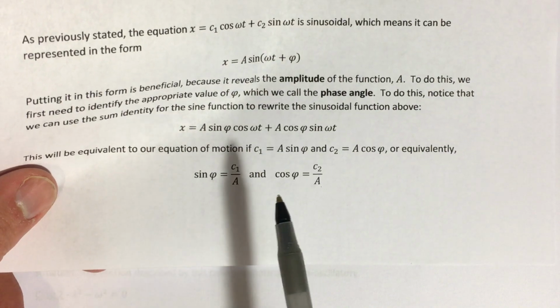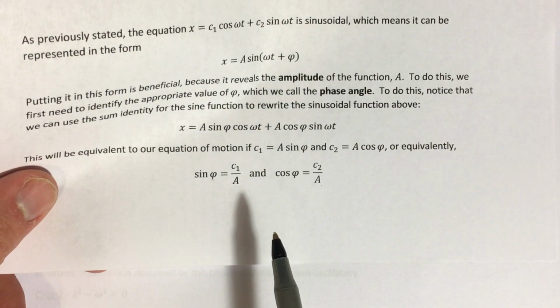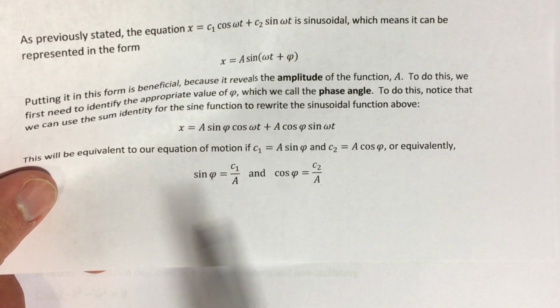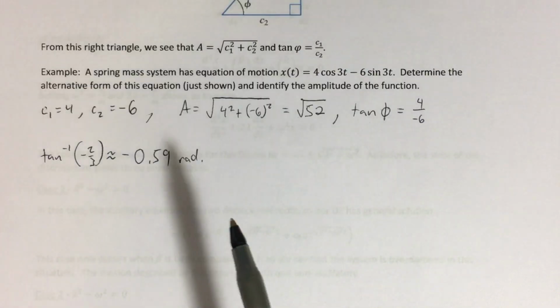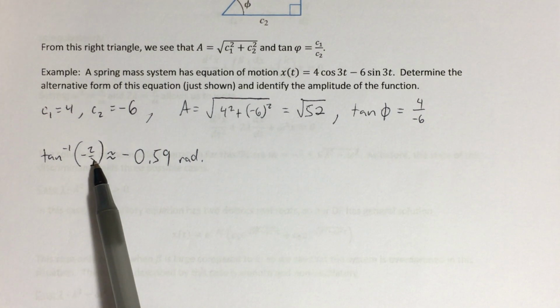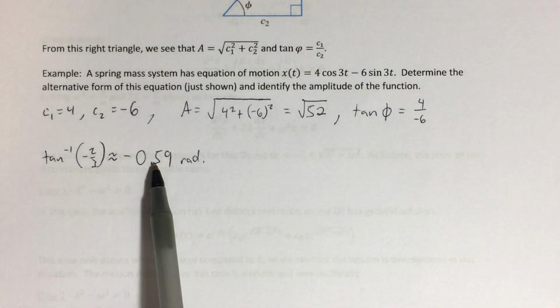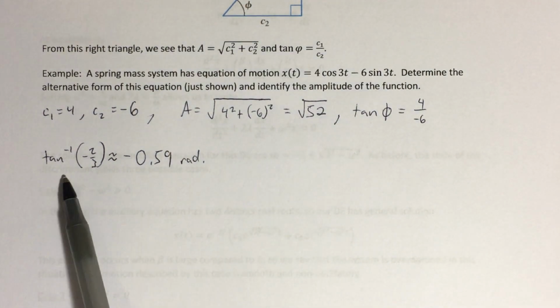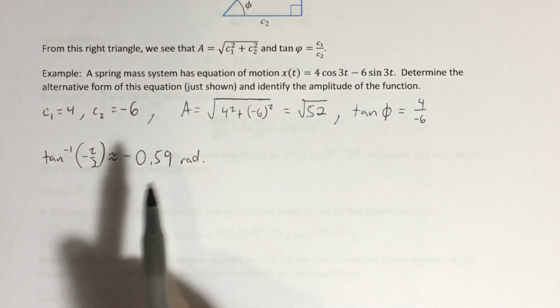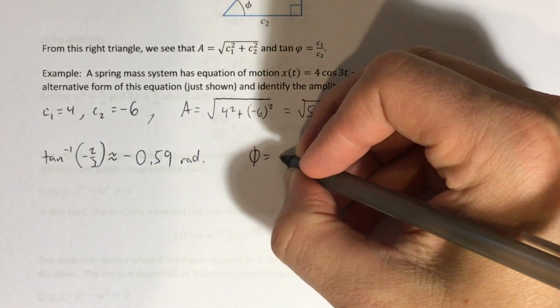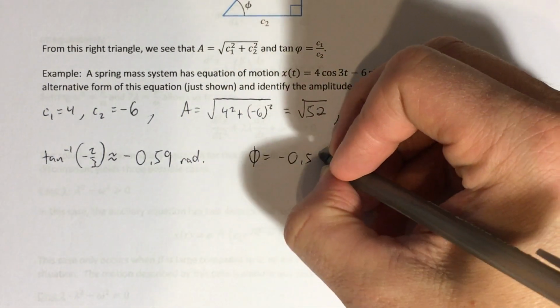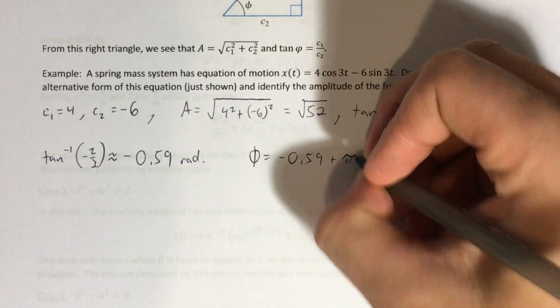That only happens in the second quadrant of your unit circle. It doesn't happen in your fourth quadrant. You would have the reverse of that. Tangent is also negative in the second quadrant, so we actually need this to be an angle in the second quadrant, not the fourth quadrant. And because tangent has a period of pi, we can simply add pi to this. So phi is equal to negative 0.59 plus pi.